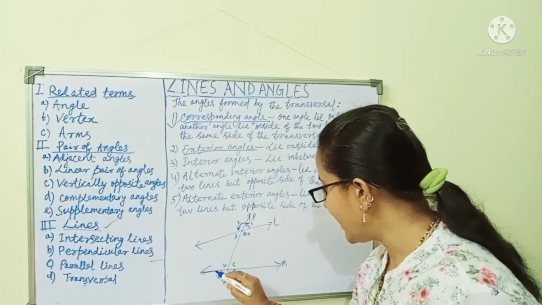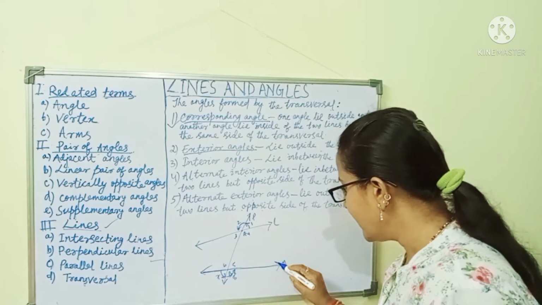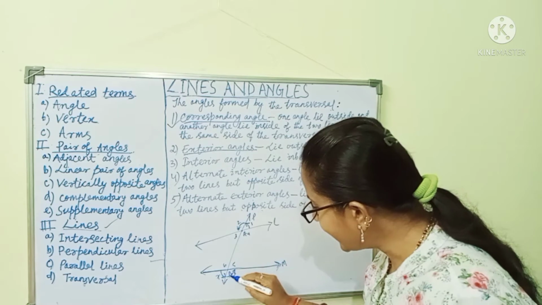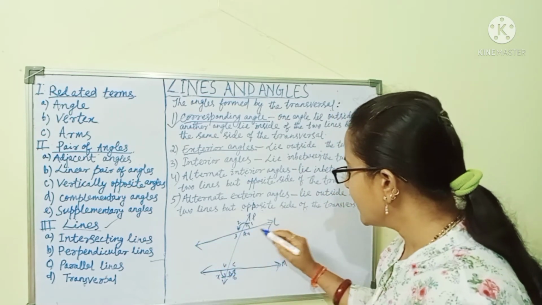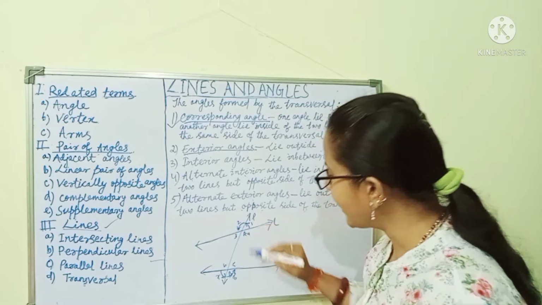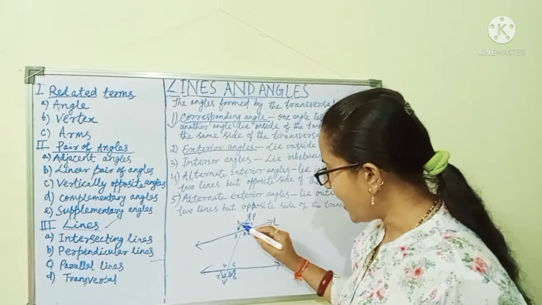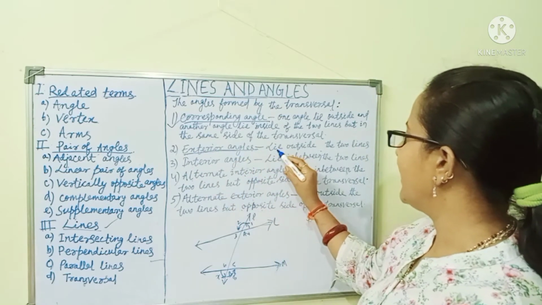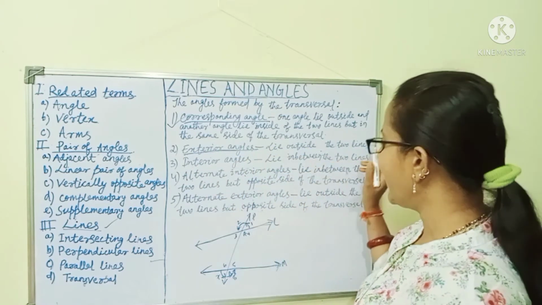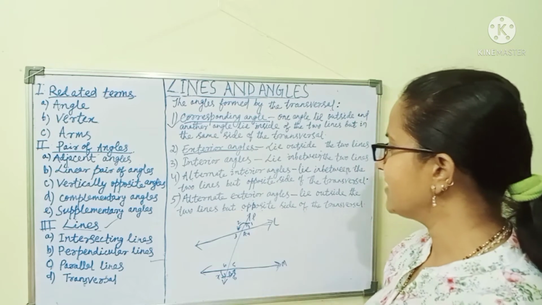If I consider M as a line, the outside angles are 7 and 8. If I consider L as a line, then 1 and 2 are the outside angles. These angles are known as the exterior angles. They lie outside the two lines. These are the exterior angles.